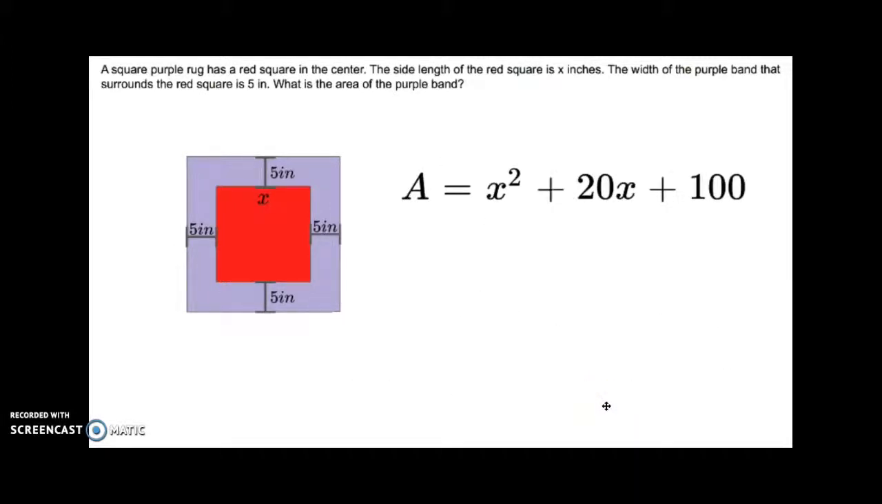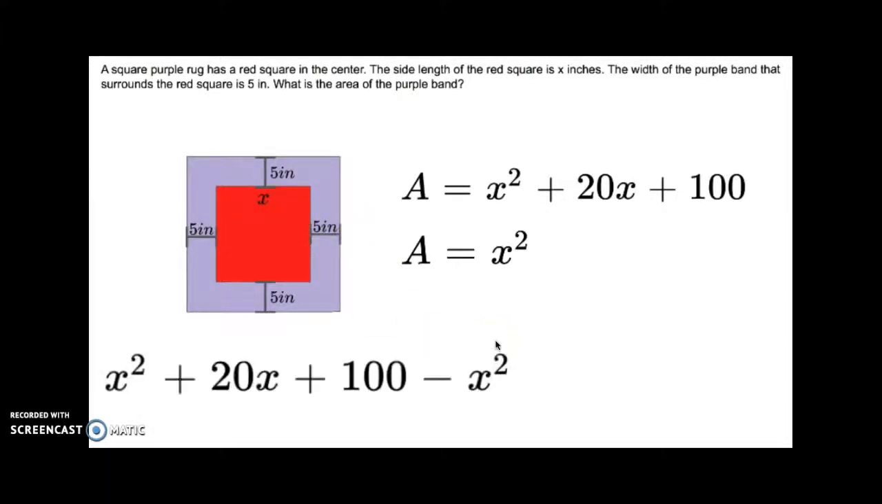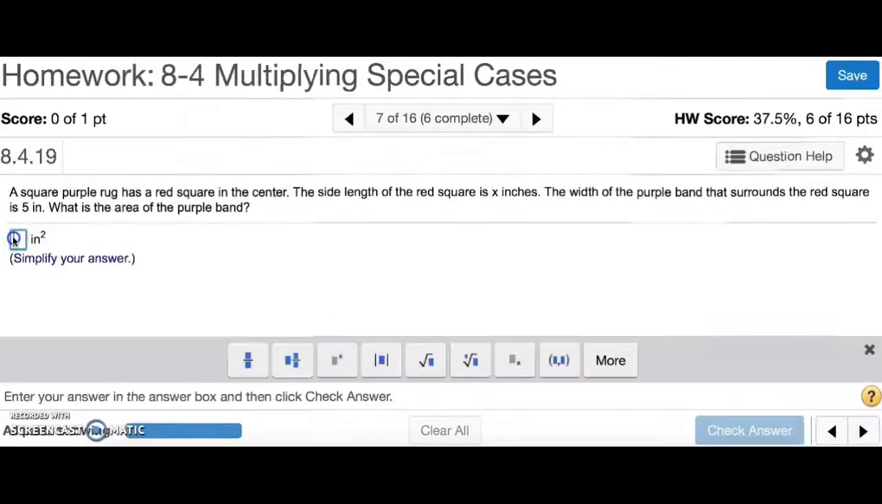Okay, so now to find the area of the purple band, we've got to subtract the area of the red square from it. The red square is just going to be x squared because it's this x times the other side length, which is x times x, which is x squared. So we're going to subtract this area from this area. The x squares cancel out, and we're just left with 20x plus 100. So your answer is going to be 20x plus 100. So let's type that in. We have 20x plus 100.